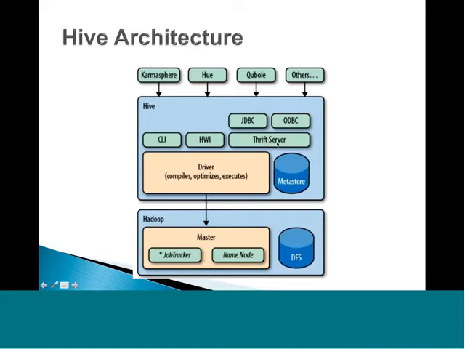And then the thrift server is for non-Java based languages. If you want to write Hive queries from those languages, then you have to go through the thrift server, which exposes REST APIs. So you can use REST APIs through the thrift server to communicate between non-Java based programming languages and HDFS using Hive queries. And JDBC or ODBC are just connectivity. If you are a Java developer, you know what it is.